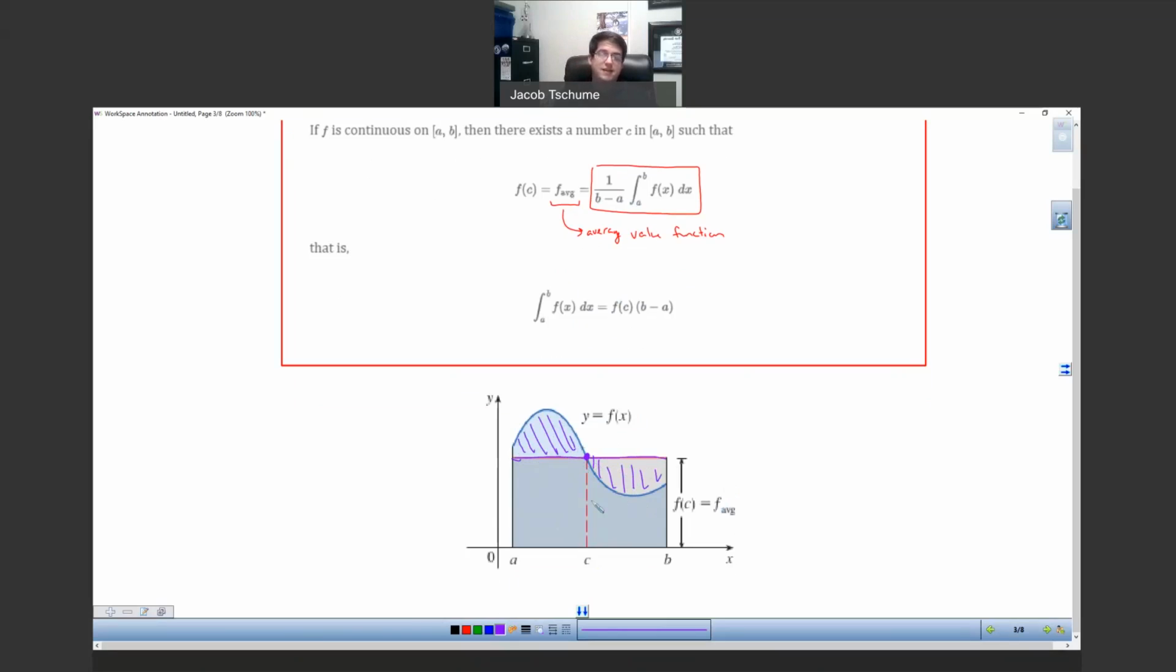Now, it looks like in this diagram that c is right smack dab in the middle. That's not always the case. Depending on how high or above the average value of the function goes, c could be shifted left or right depending on the problem.